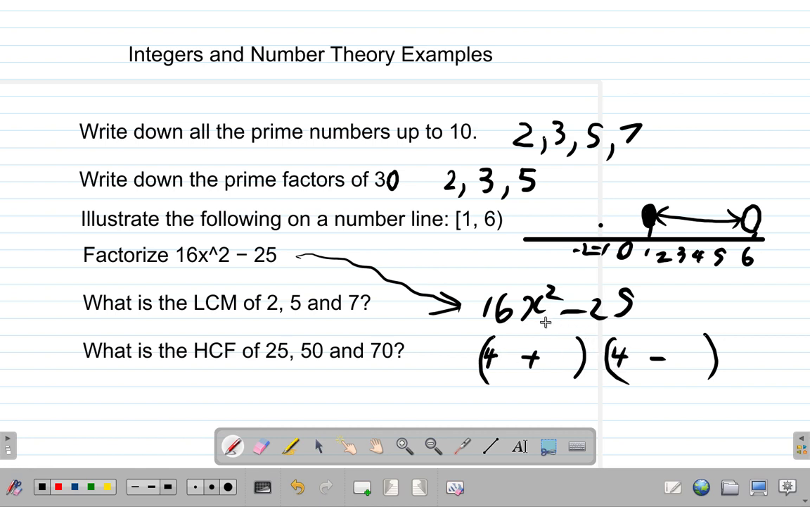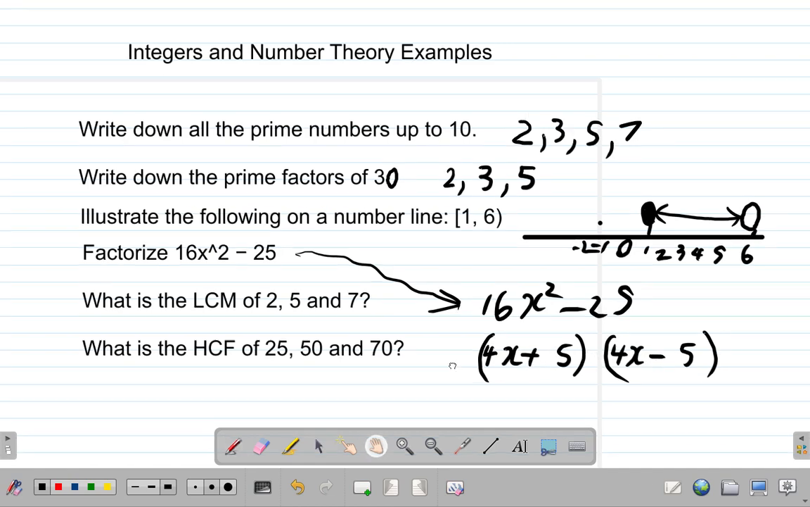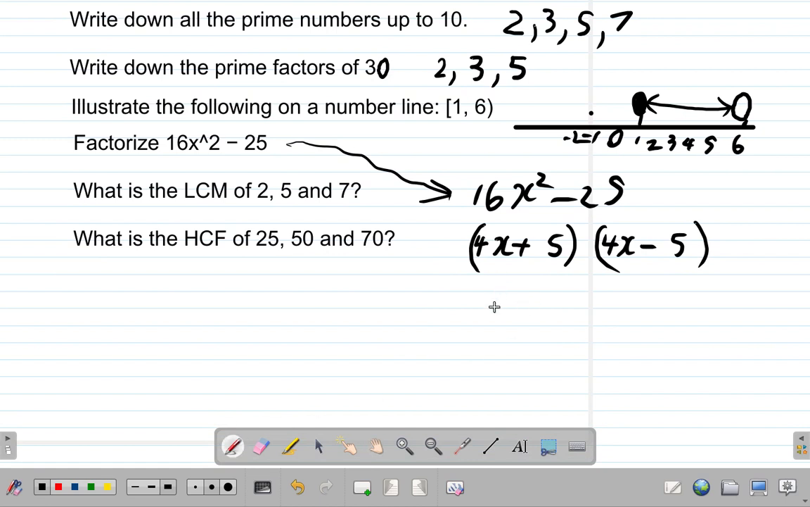What is it that you must square to get x? It is x that you must square. On the right here, what is it that you must square to get 25? It is 5 that you must square. So what you have is 4x plus 5, 4x minus 5. That's the answer.